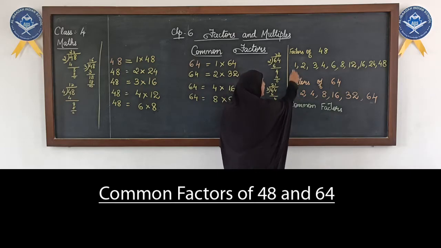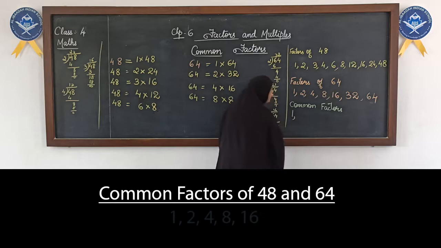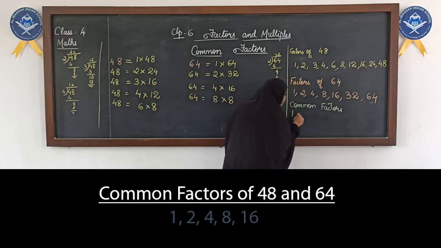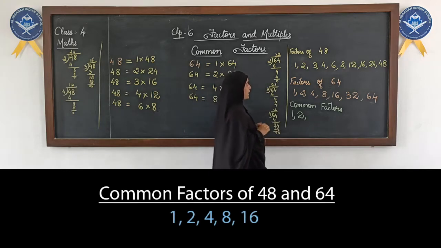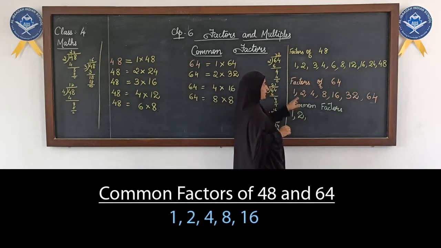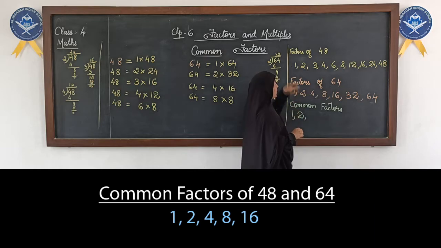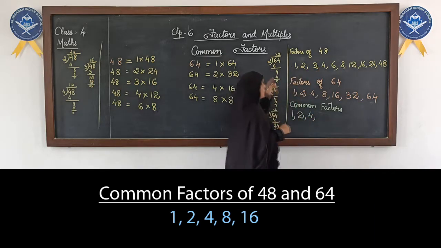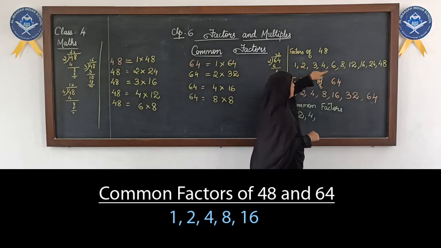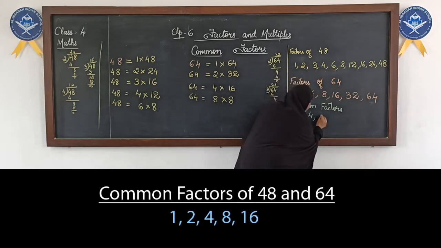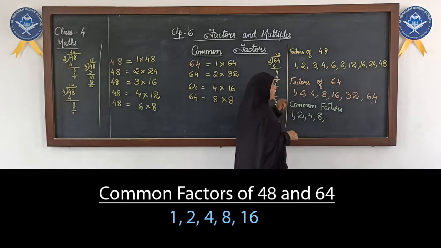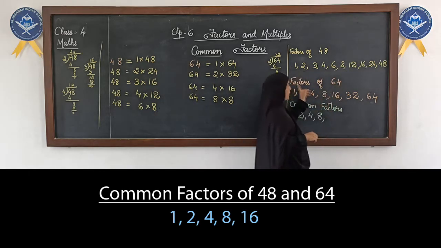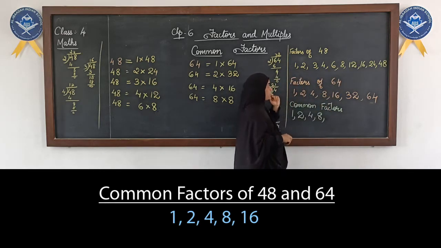1, you can see it's there in both 48 and 64. So 1 is a common factor. Then 2 also we find in 64 as well as in 48. So 2 is also a common factor. 3 is not a common factor. We don't find it in 64. 4, yes, it is a common factor. Then 6 is not a common factor. 8 is a common factor. Next we have 12, which is not a common factor. We don't find it in 64's list.